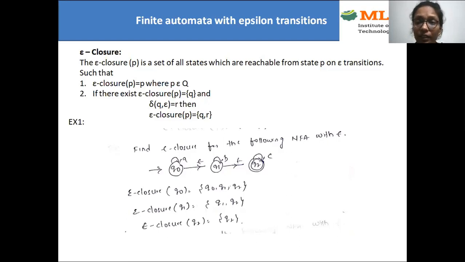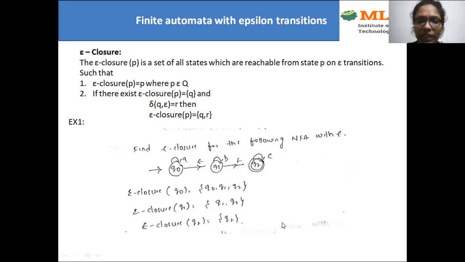For example, epsilon closure of Q0 is Q0 by default, even if you don't have epsilon on that same state. Why? Because obviously, from that state you can reach that state without taking any input. No input is needed to move from that state to itself. That means you're not moving anywhere. You're staying in that state itself.